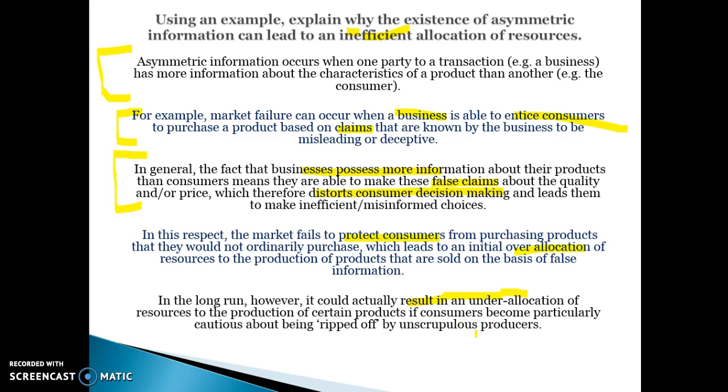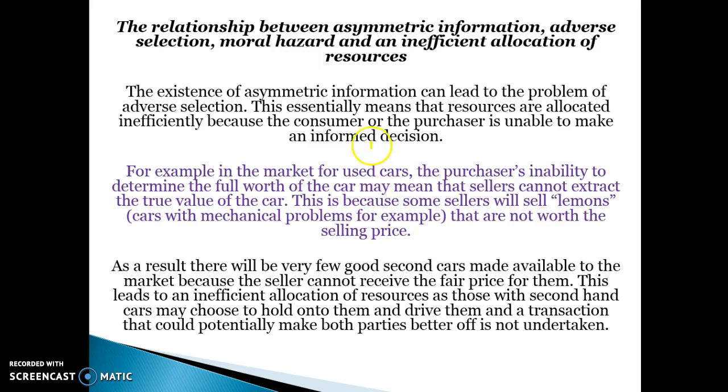I think it would be a lot easier to set out this answer if you talked about the car sales. So in this example, you could talk about being sold a lemon car and then go into detail about how that will lead to less consumption of plum cars, and that mutually beneficial transaction won't take place because people are cautious. Another example, the relationship between asymmetric information, adverse selection, moral hazard, and then why it leads to inefficiency.